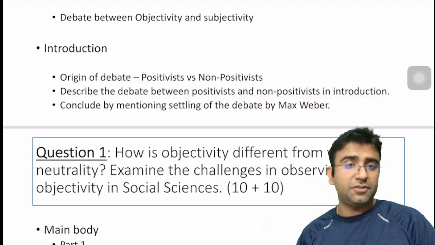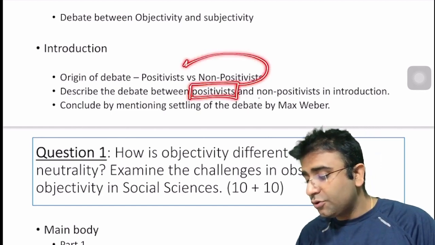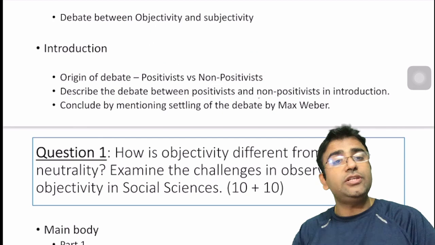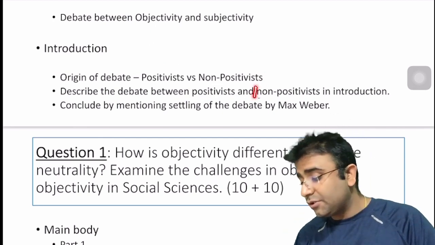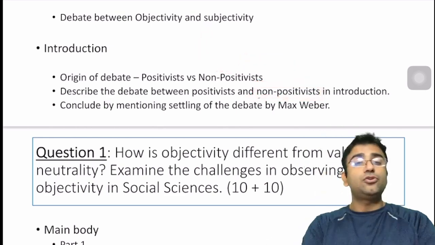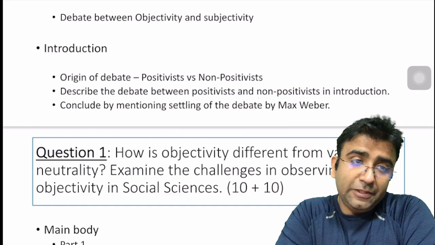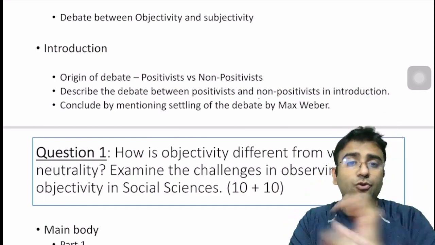the non-positivists. You will write that the positivists are the group of sociologists who claim that sociology is an objective discipline, whereas the non-positivists were the group of sociologists who claim that sociology is a subjective discipline, that objectivity cannot be achieved in sociology. That is your introduction.